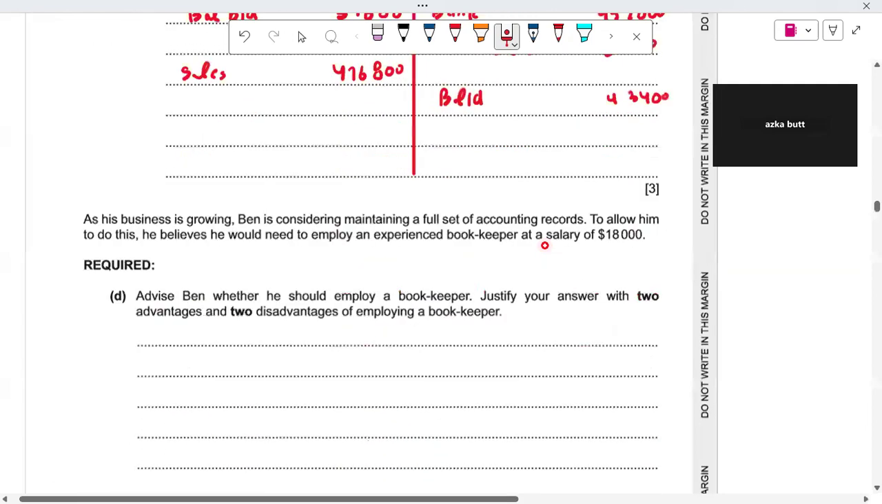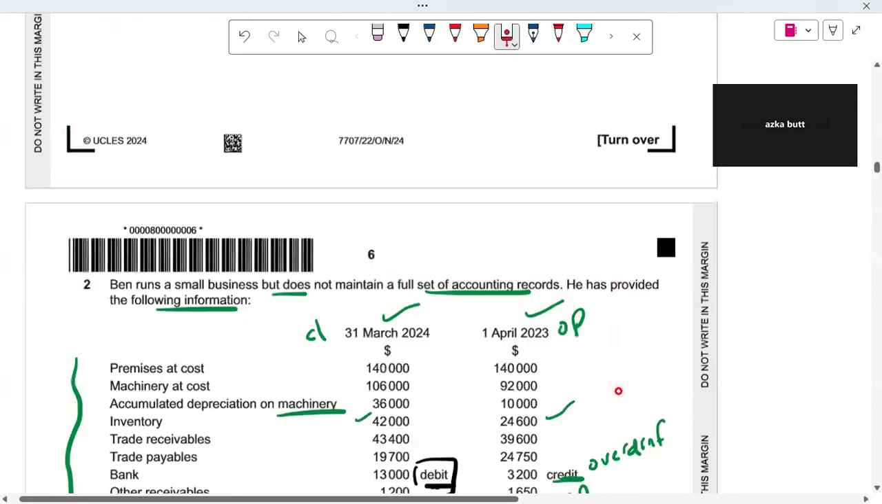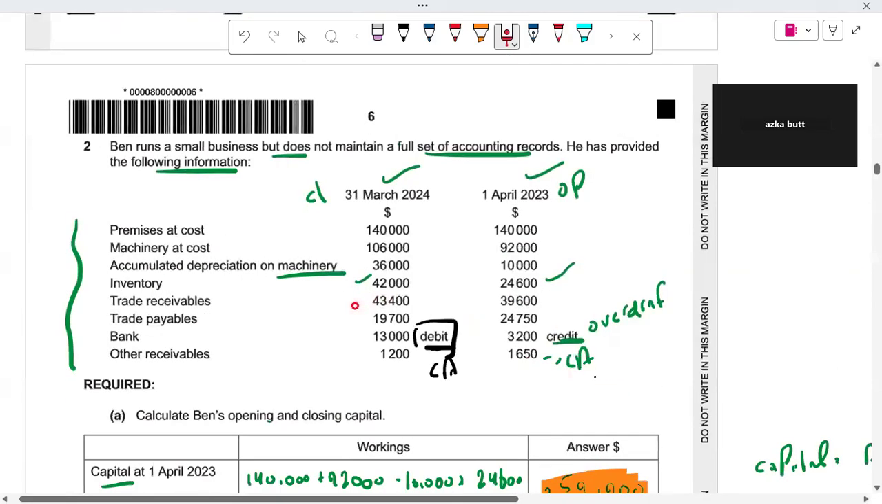And we will do similar things with the SLCA. As you can see, now they are asking us to find out the total sales, not only the credit sales. So again, we have the opening balance and we have the closing balance here. The trade receivables. This is the closing balance. This is the opening balance.